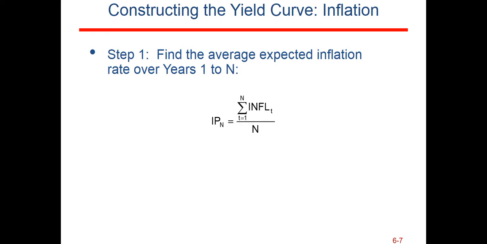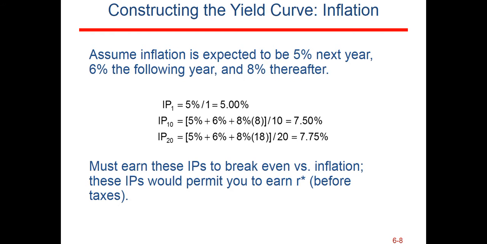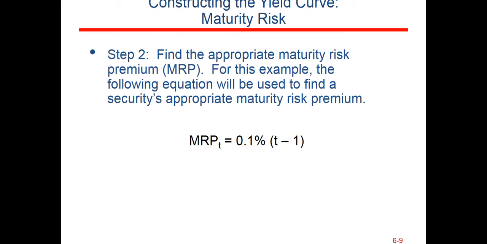Now, in order to construct the yield curve, you need to find the average inflation to find the inflation premium. It's given here what the inflation premium for 1 year is, for 10 years, and for 20 years. You are going to calculate maturity risk premium, and it's given to you in a formula. It's not the only formula for maturity risk premium, but it basically tells you that over time the maturity risk premium should increase.